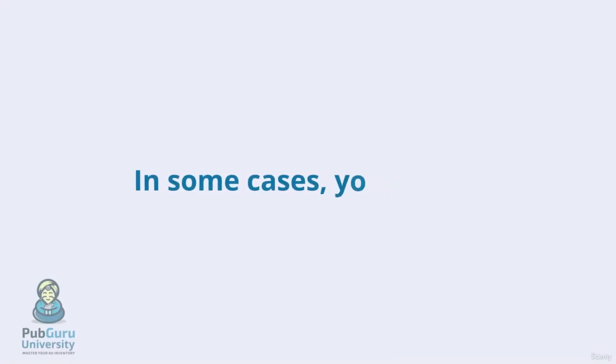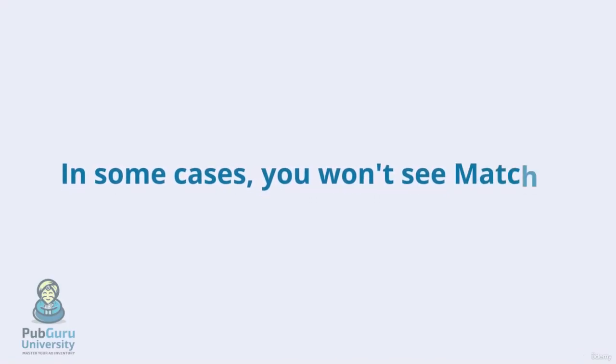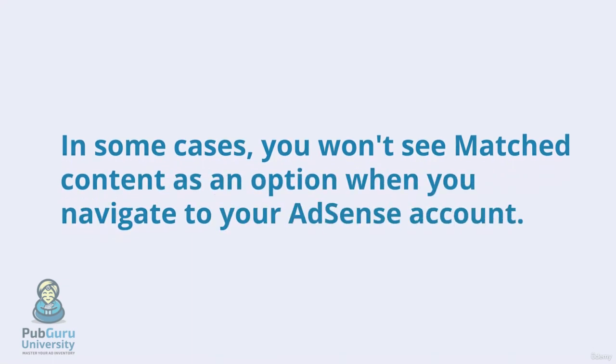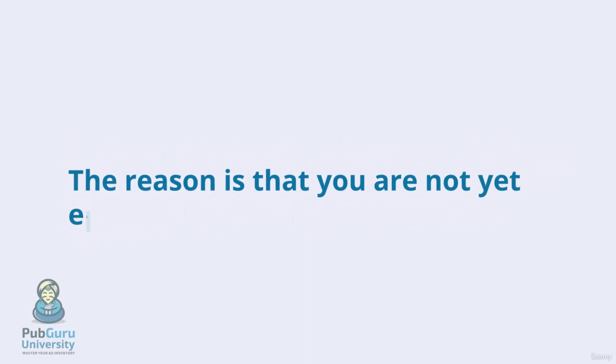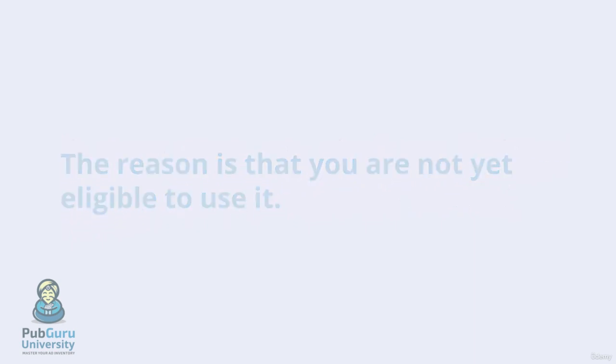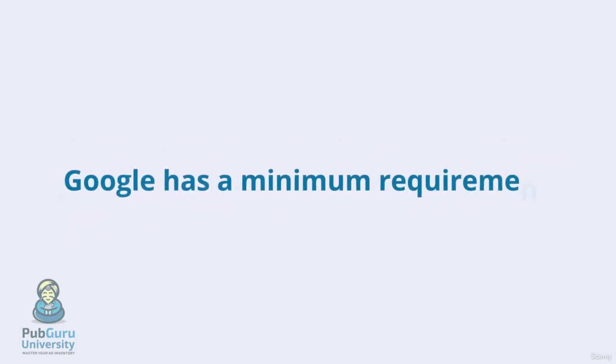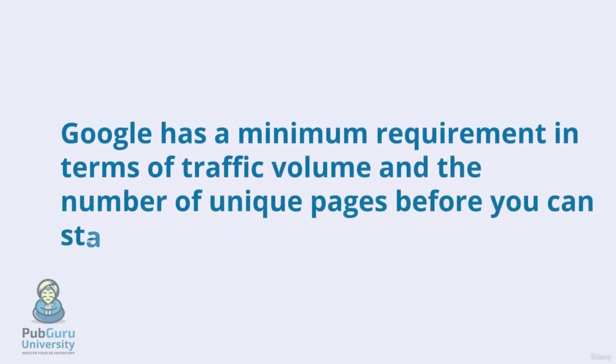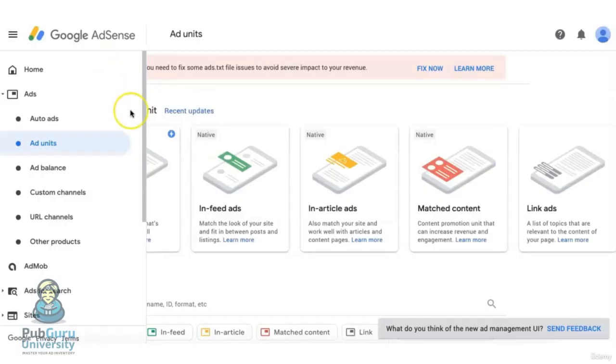In some cases, you won't see matched content as an option when you navigate to your AdSense account. That's because you're not yet eligible to use it. So Google has a minimum requirement in terms of traffic volume and number of unique pages before you can start using it. So on your AdSense account, you go to Ads, Ad Units, click on Matched Content.